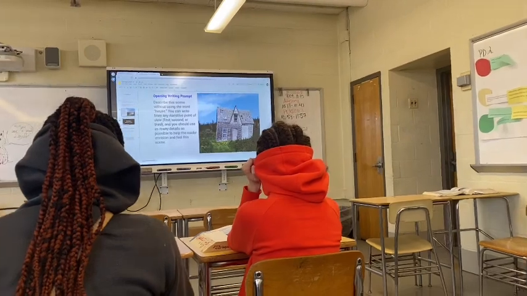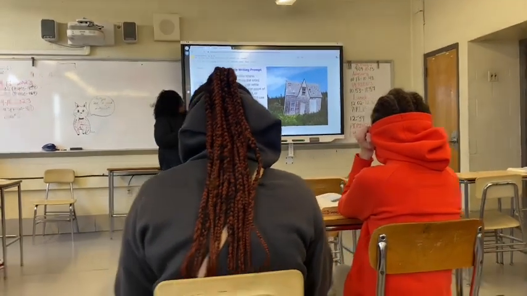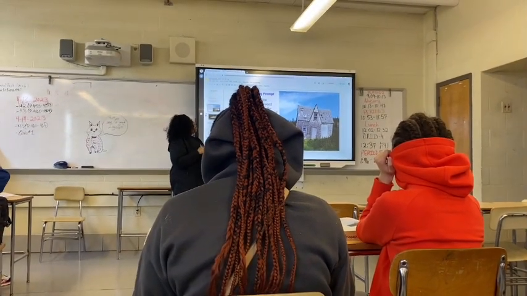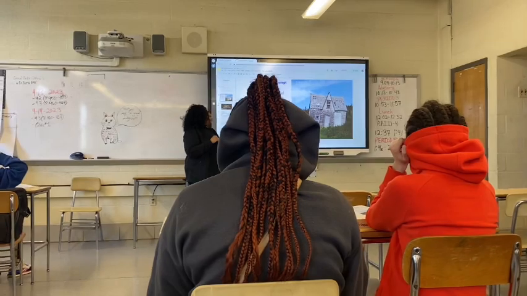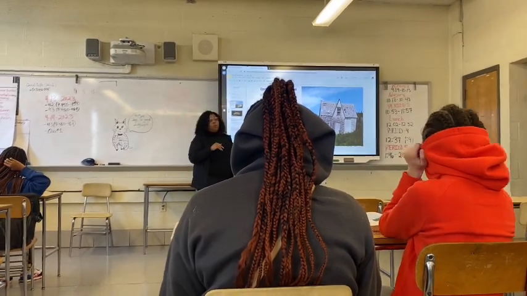For your do now, you have the opening writing prompt on page 470. There is a photo of a house on your page. You are going to describe this scene without using the word house. You can write from any narrative point of view.